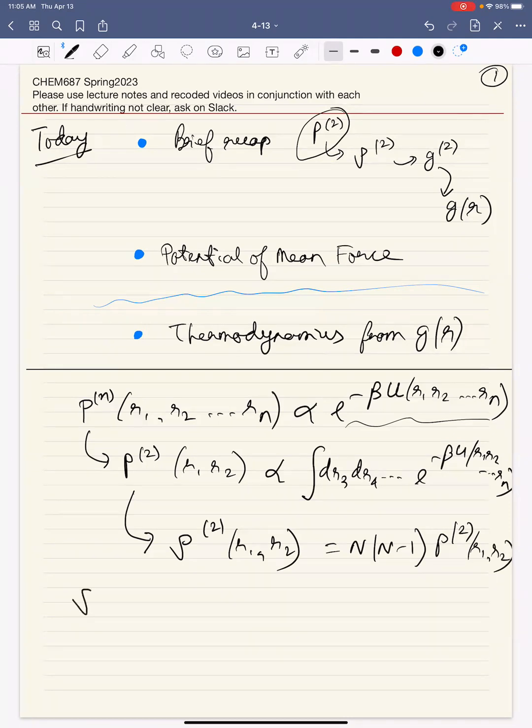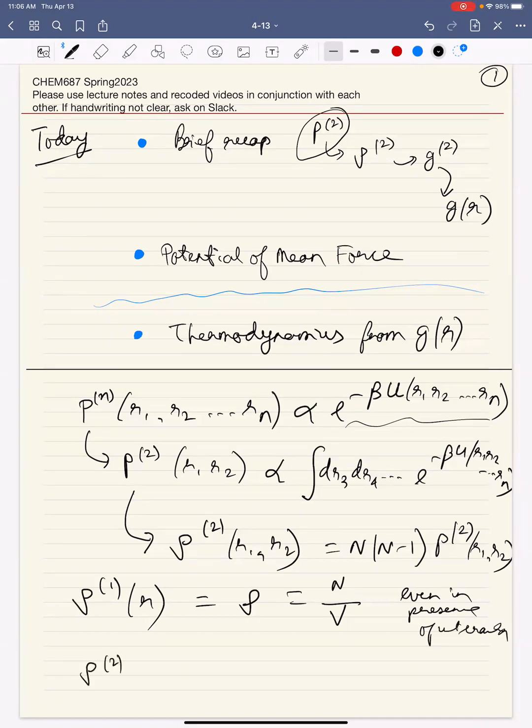We looked at the reduced distribution function for one particle, and we said if it is a uniform isotropic system, then even when you have interactions in the system, this is going to be equal to the density. So this is going to be N by V. And this is important, that this derivation held true even in presence of interactions.